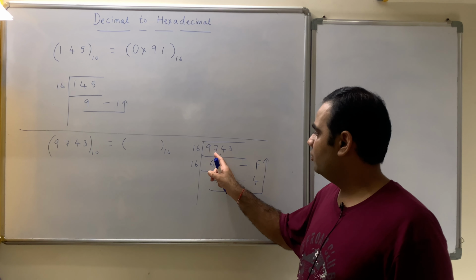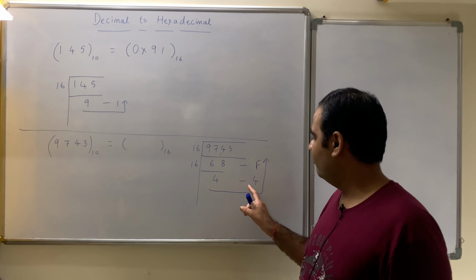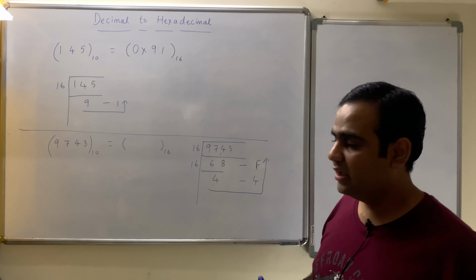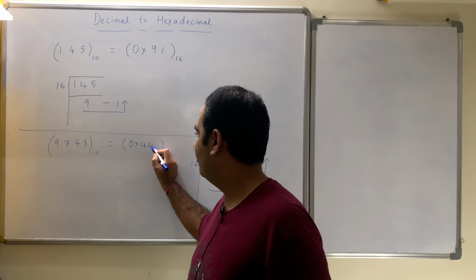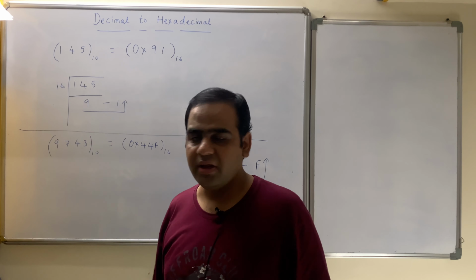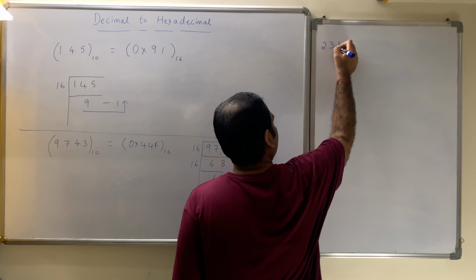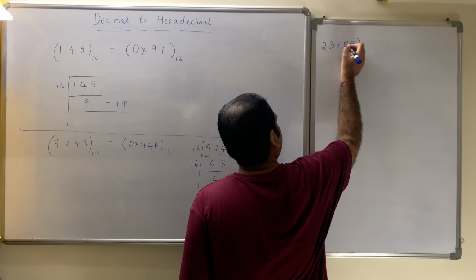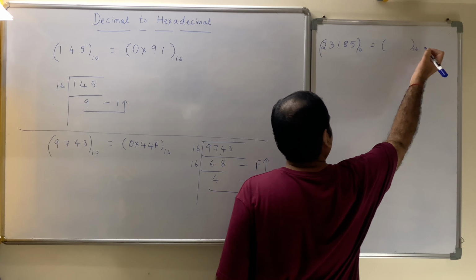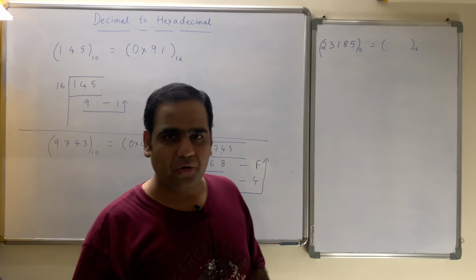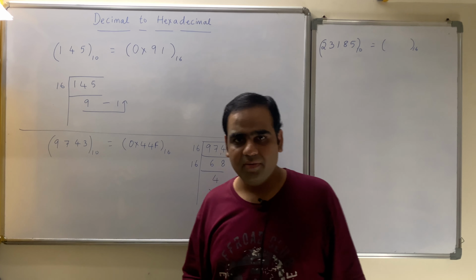Therefore 9743 in decimal is equal 44F in hexadecimal. This is equal to 0x44F in hexadecimal. Similarly, please try 23,185 in decimal is equal to what number in hexadecimal. I hope that you have understood how do we convert a decimal number to hexadecimal number.